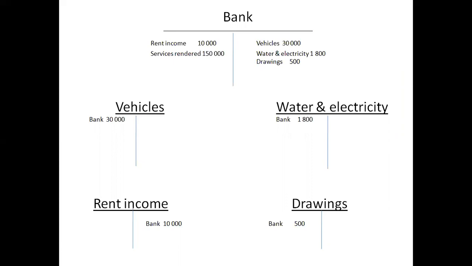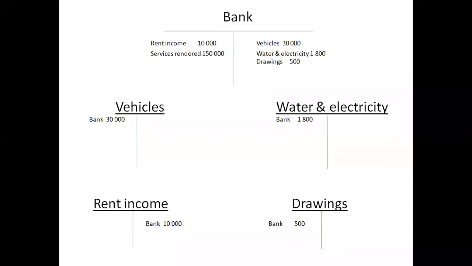Then vehicles, there is an entry on the debit side of 30,000. Can you see it is on the debit side? So that means you're going to debit vehicles in the trial balance. The same with water and electricity of 1,800 Rand. The entry is on the debit side. With rent income, there's an entry of 10,000 Rand. It's on the credit side. And drawings have an entry of 500 Rand on the debit side.